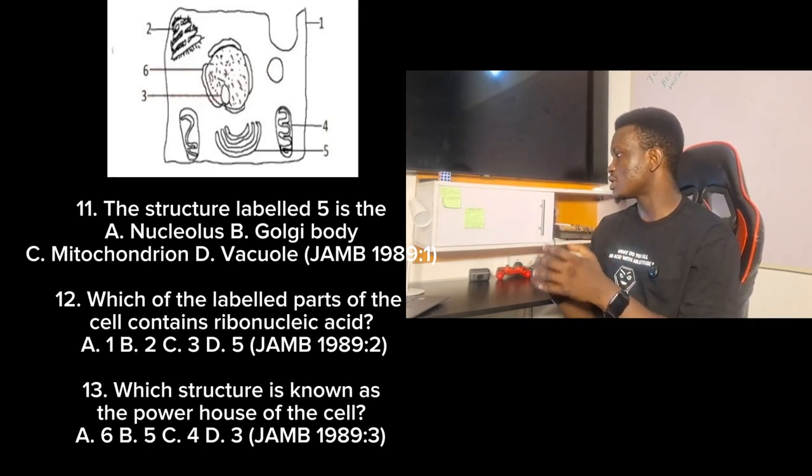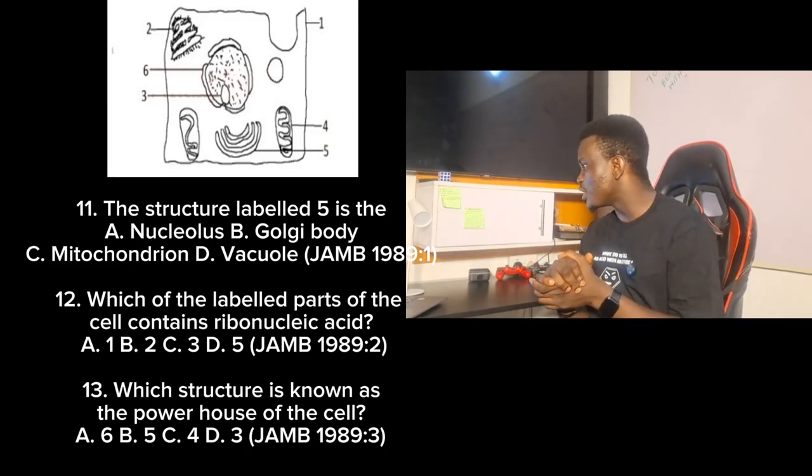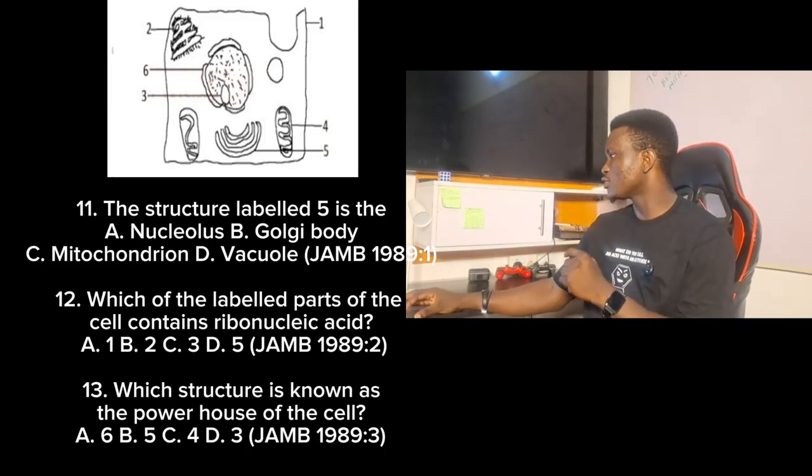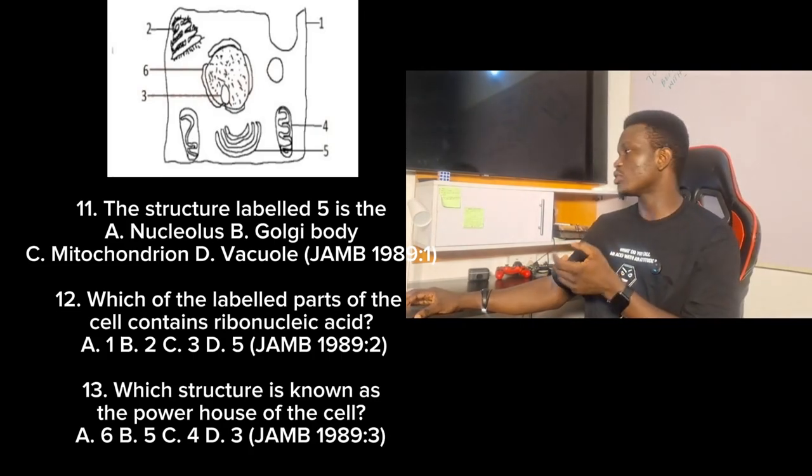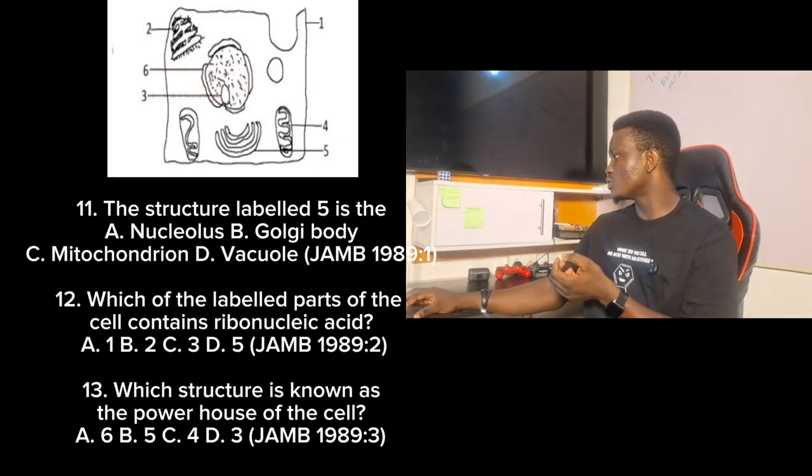So our answer to that is the one labeled 3. That's option C. Which of the following is known as the powerhouse of the cell? That's the one I described as mitochondria. That is 4. So let's move on.